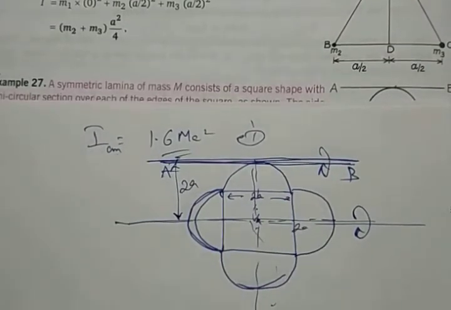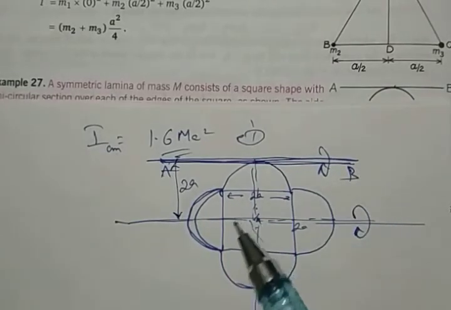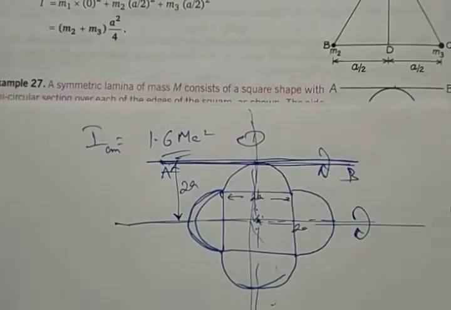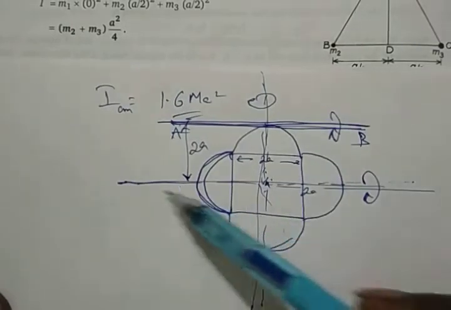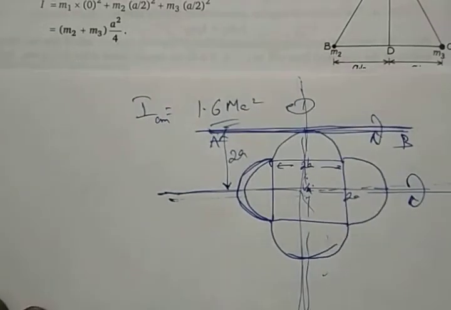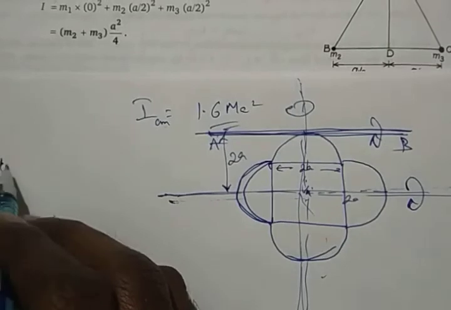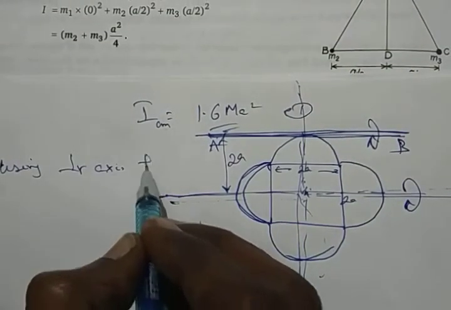Right? But before finding AB, what we need to do is, we know only this center point. From this one, you find out what is the value of the moment of inertia of this axis. Okay, how to do that one? It is using the perpendicular axis theorem.